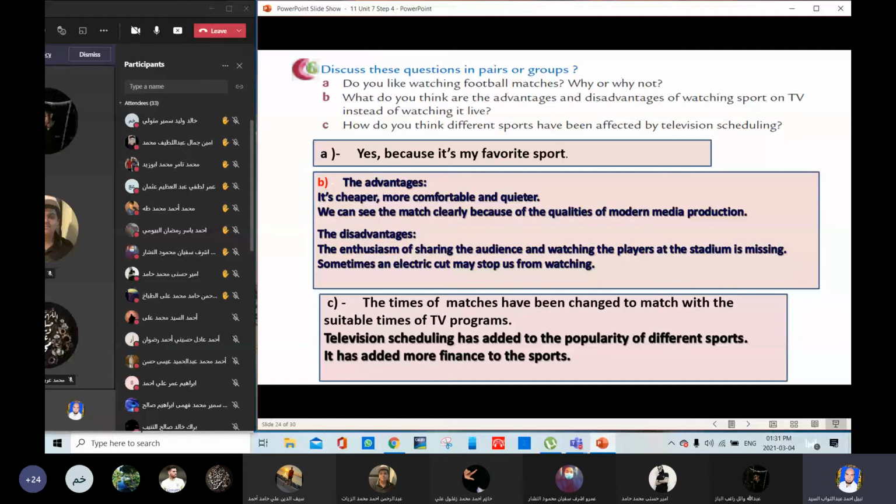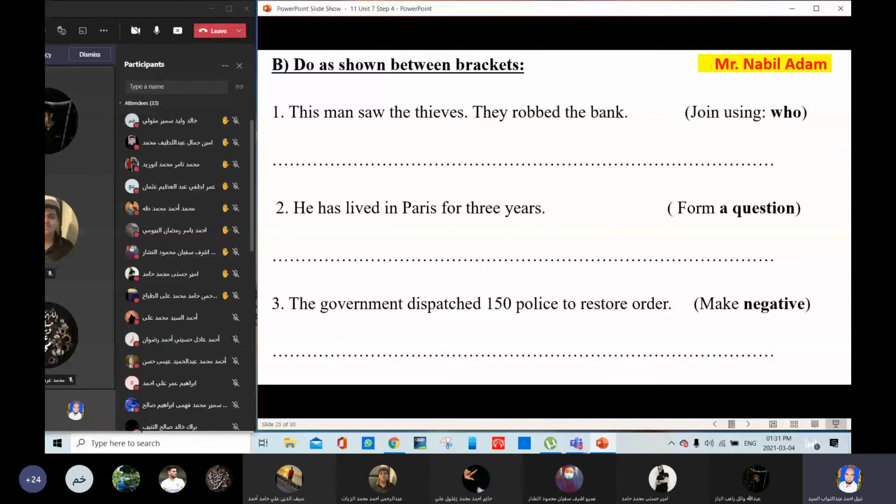So it has added more finance to the sports. Now let's have a revision for the relative clause we started today, and let's form a question, make negative. Here you've got three questions. You've got 2 minutes to think about these questions. The first one, join using who. Second one, form a question. The third one, make negative. Who can answer these questions?